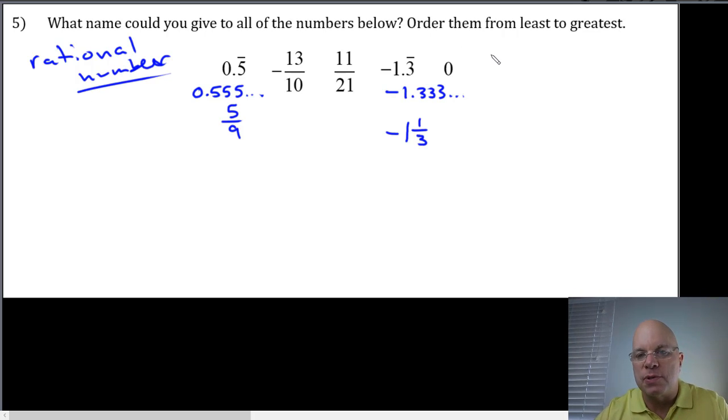Even the 0 could be represented as a fraction, because you could say 0 divided by anything. I could say 0 divided by 11. The ratio of 0 to 11 is 0.